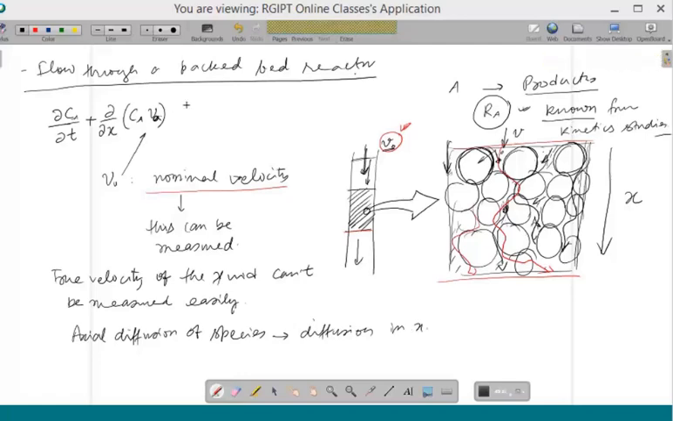So if that is the case, then I'll have minus D del by del x of del C by del x equals to RA. Whatever is known to me from batch experiments using these sets of particles, we can actually find out RA. So this V naught can be taken out, and D can be taken out. You have an equation that will govern the rate of change of CA with t and x.